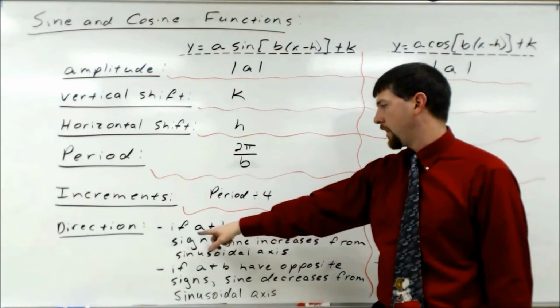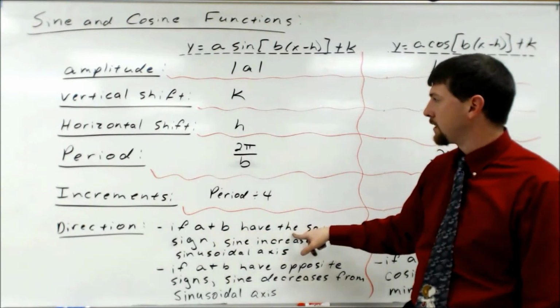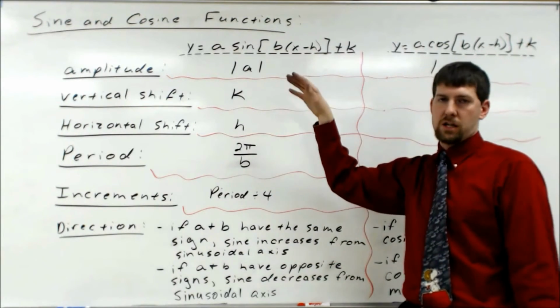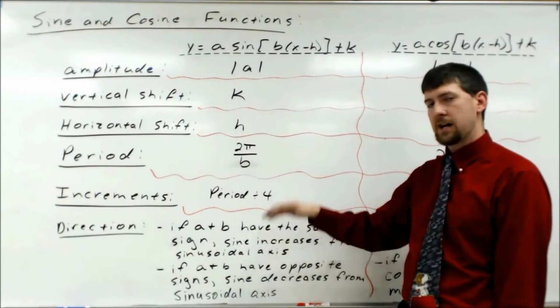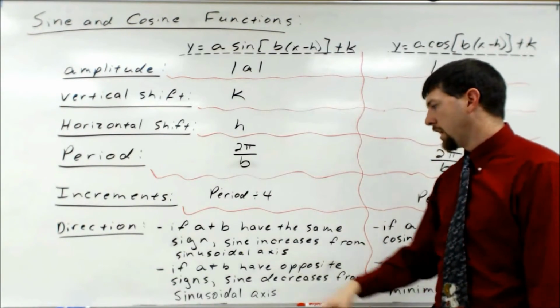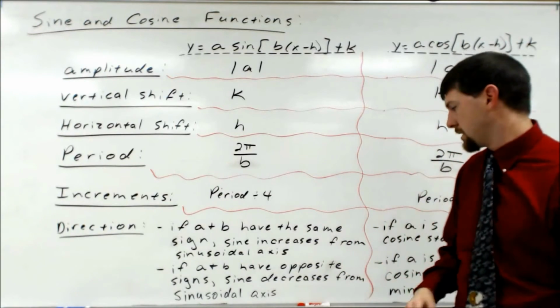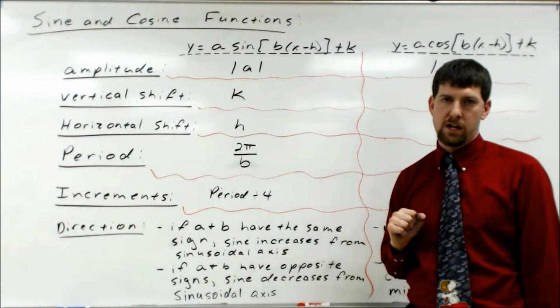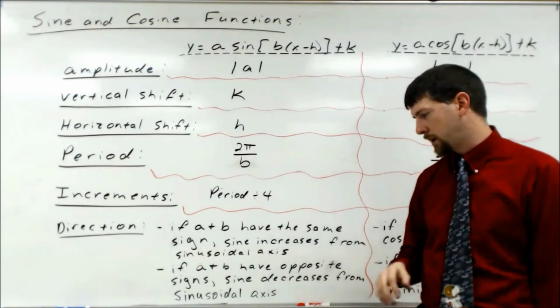So if A and B have the same sign, both positive or both negative, then our graph is going to increase coming out of the sinusoidal axis. Remember, sine is going to start on the sinusoidal axis, but then it's going to increase coming out. If A and B have opposite signs, then the sine graph is going to decrease coming out of the sinusoidal axis. So it would start out by going down.